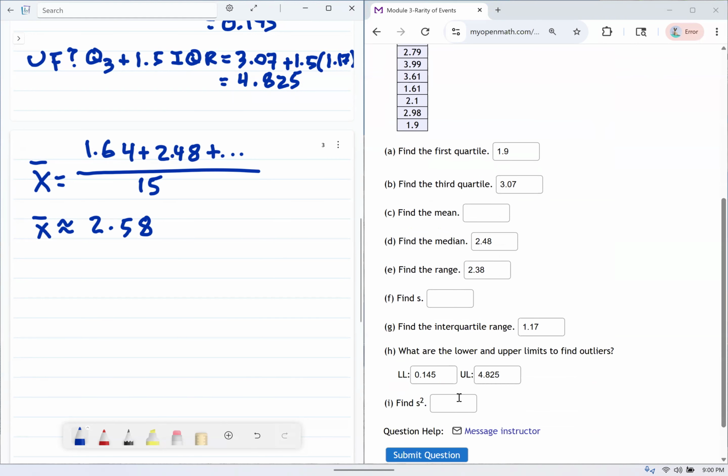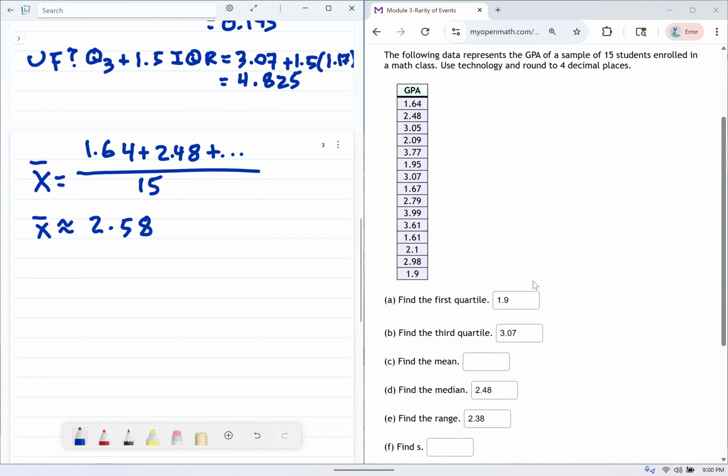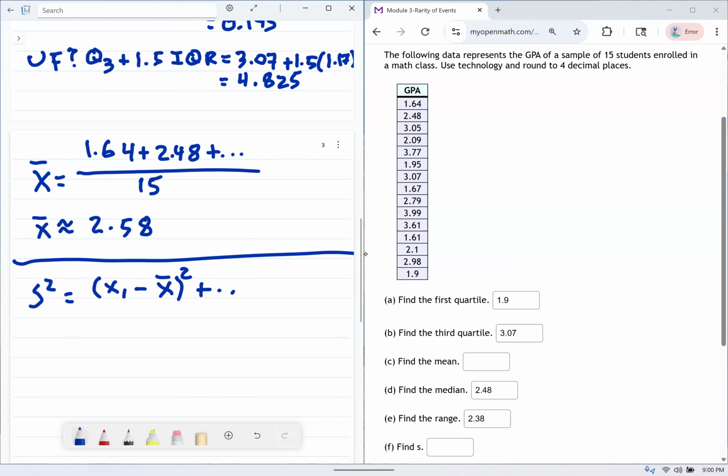I also need the variance and the standard deviation. To find the variance, and I always find the variance before I find the standard deviation, I look at the first value in the list minus the center, squared, and I add all of them up down the list. So I'm going to show you what that setup looks like in a second. And then I'm going to divide this by the number of terms minus 1.